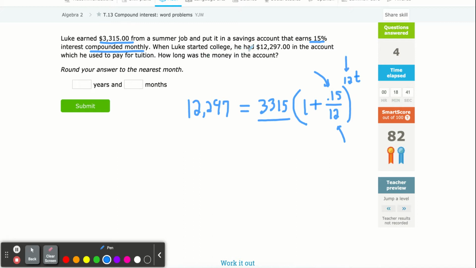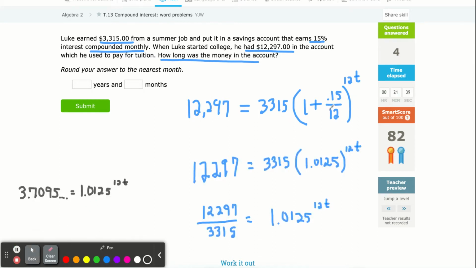And it says he ended up with $12,297. That's our final amount. What it doesn't give us is how long, the time, how many years. And it asks how long was the money in the account. So the first thing I'm going to do is start simplifying this expression.